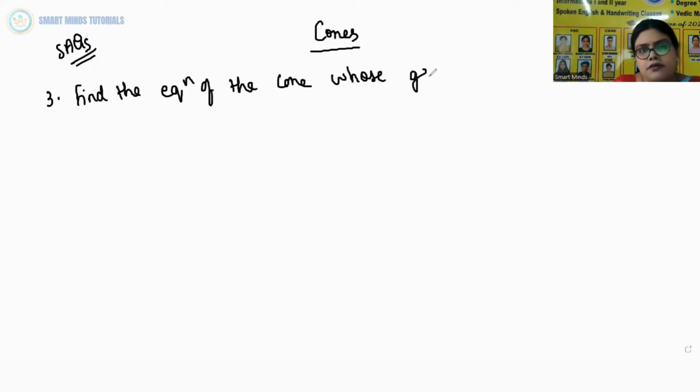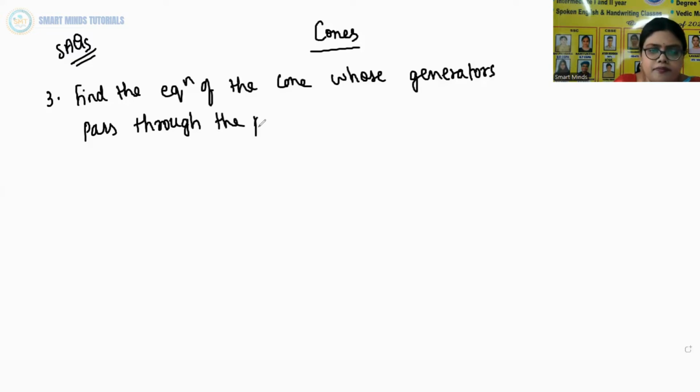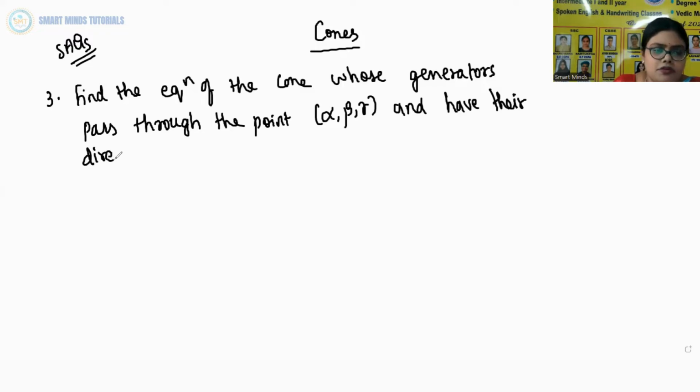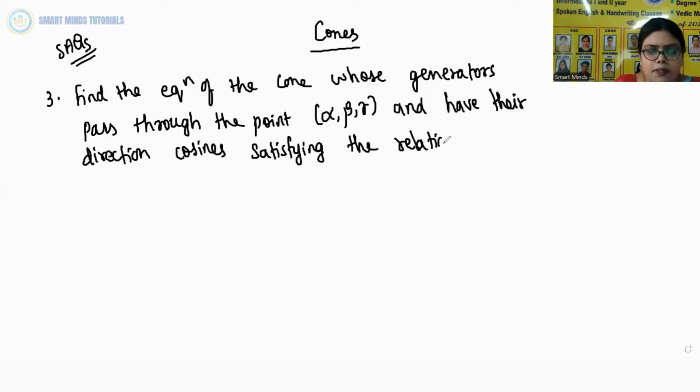whose generators pass through the point alpha, beta, gamma and have their direction cosines satisfying the relation AL square plus BM square plus Cn square is equal to 0.